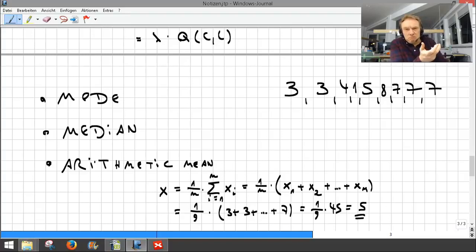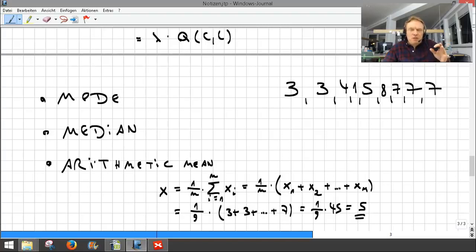Imagine you had the number 5 three times as well. There'd be three fives and three sevens, so there wouldn't be one single mode, but there would be two modes. So that would be a different story. Talking about the last one, the last measure of central tendency is the median, and here we need to take a different look. The median is computed this way.